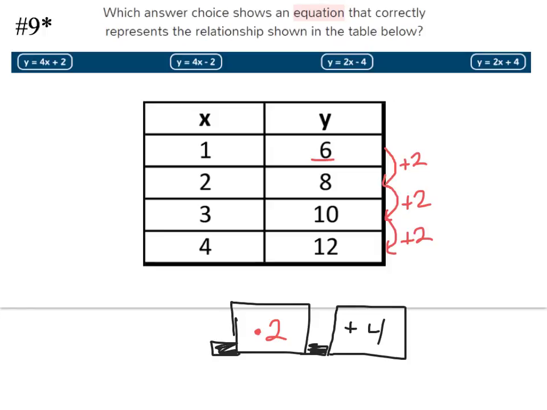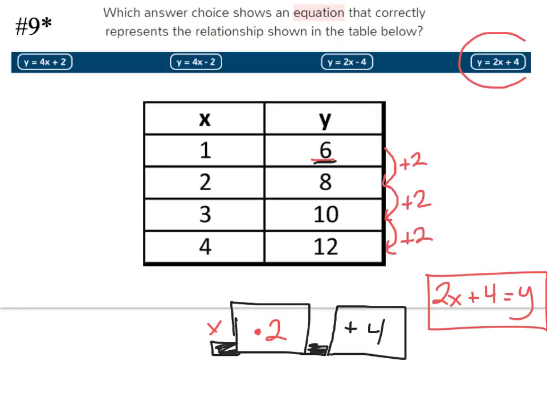So let's try it now. Plug in 1 into the machine. 1 times 2 gets me 2. Plus 4 gets me 6. So now I got 6. So let's send in x. Put x into the machine. X times 2 gets me 2x. Then we're going to have to add 4 to that. And then since we want to write an equation, we have to set it equal to y. So 2x plus 4 equals y is the relationship that represents this table. And we can also go ahead and circle the last one because that's the same exact equation.